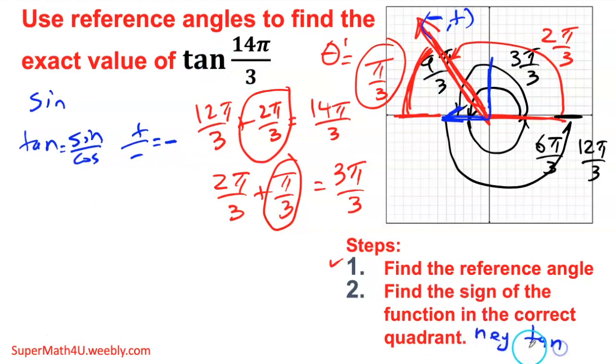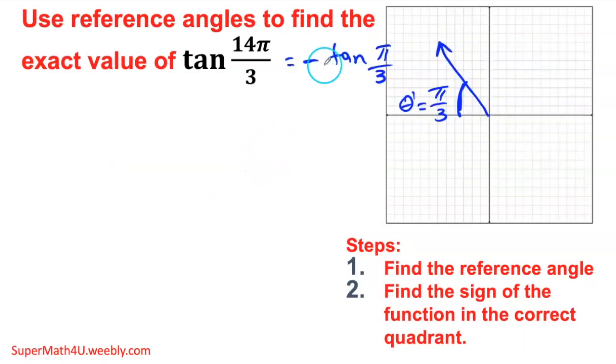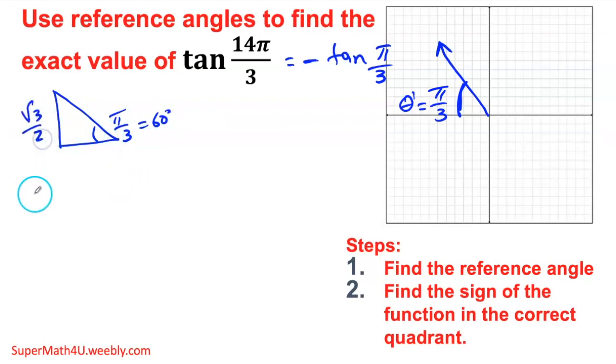Negative tangent. So I have my reference angle, which is pi over 3. So let's rewrite it. Tangent of 14 pi over 3 is the same as negative tangent of my reference angle, which is pi over 3. And now I have this. Now let's work with this. Let's erase all this. Pi over 3. Let's make this triangle. This is pi over 3, which is the same as 60 degrees. Opposite is square root of 3 over 2. Adjacent, 1/2.